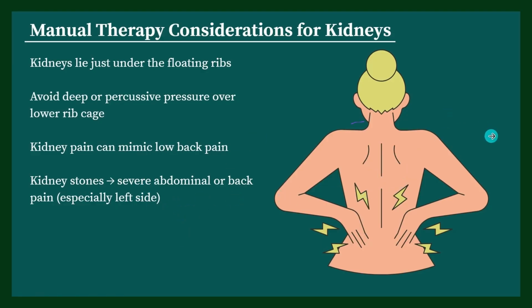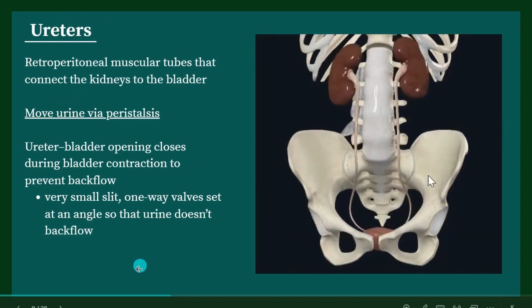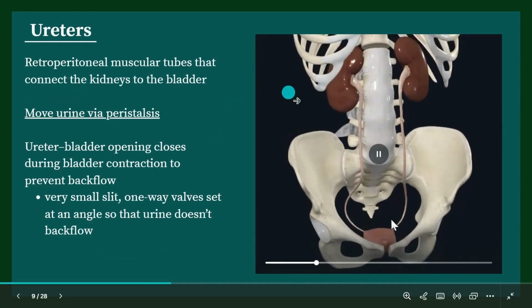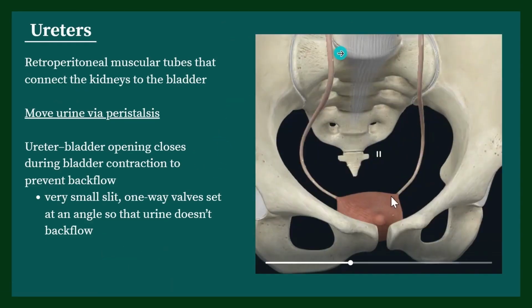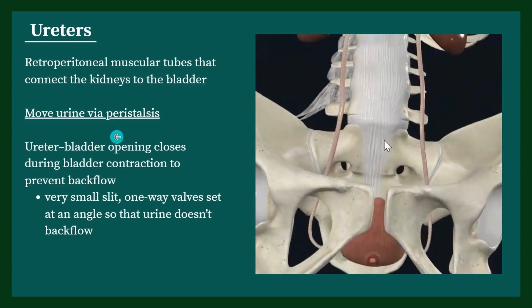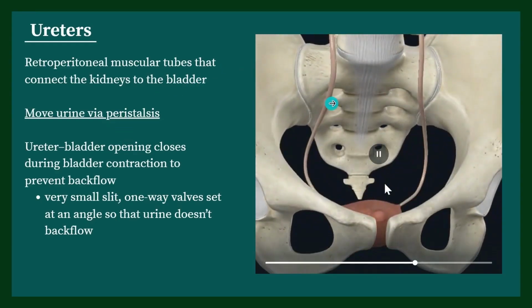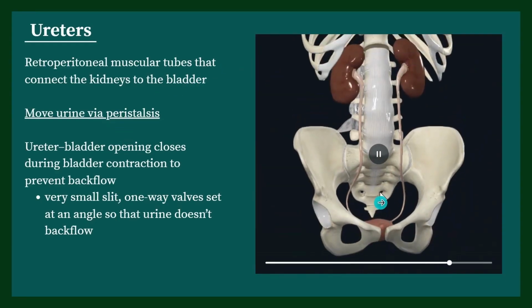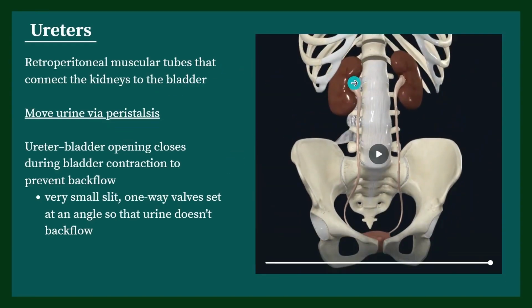So keep that in mind, that that could be something that's going on with somebody. Ureters are the tubes that carry the urine from the kidneys down to the bladder for holding. They have smooth muscle, and so they move the urine through peristalsis. Remember, we talked about peristalsis? They are smooth muscle contractions that move fluid.